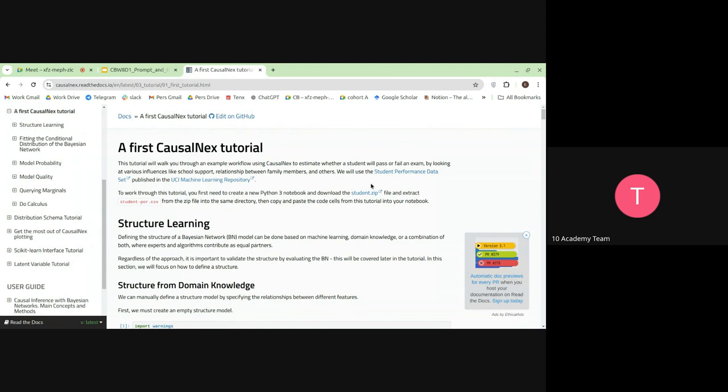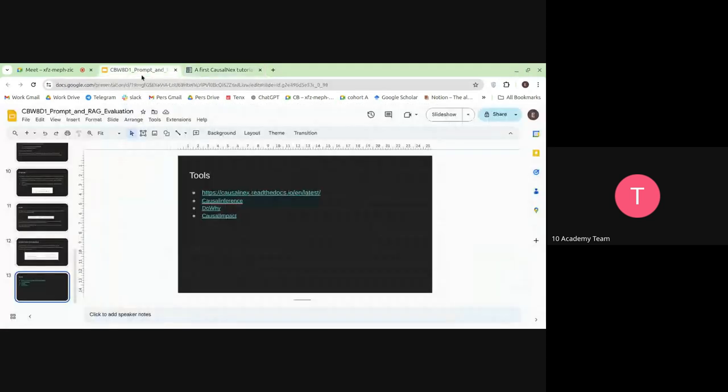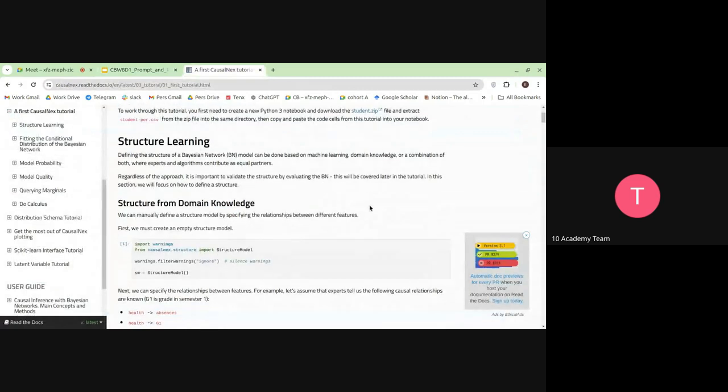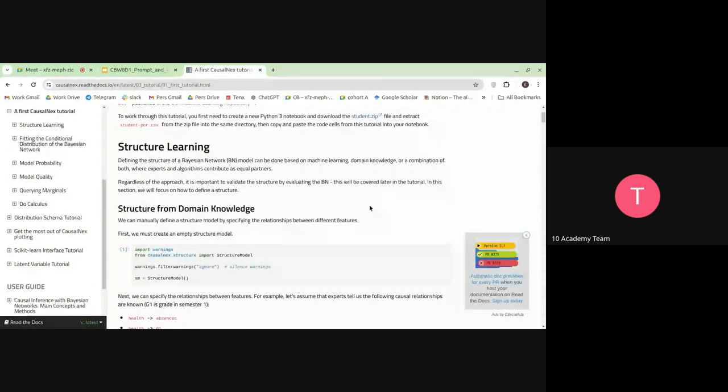Okay, and this is the documentation itself, so you can go through it yourself and understand it step by step. They also have some explanations of the basics, so you don't really need to go so deep into the statistical understanding of things, you can just go through how this works. The same goes for the other tools, and I think these are all Python tools.